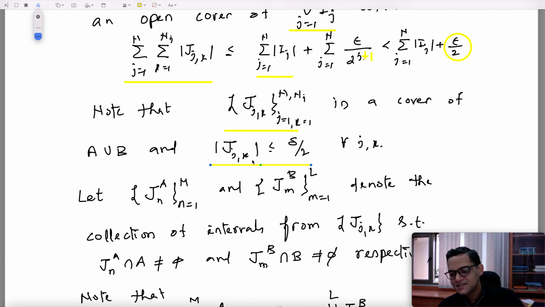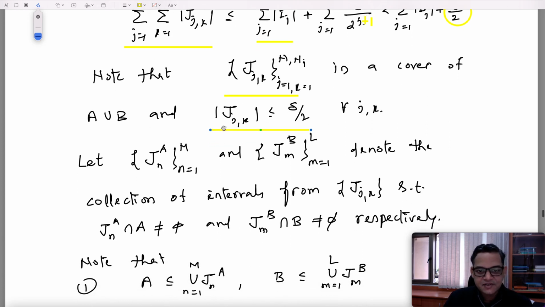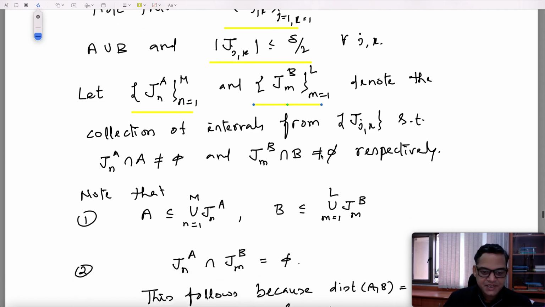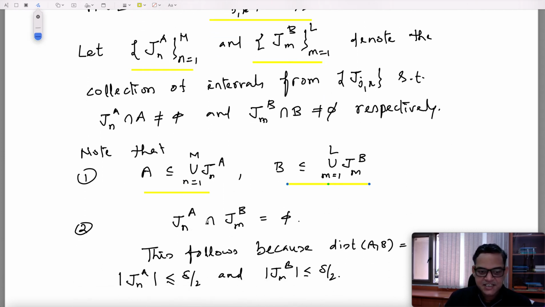So if an interval is intersecting A, then to reach this other set B, it has to go at least delta distance, but its total distance is delta by 2, so it cannot reach. Okay, so for any two intervals which we take, because of this, we can actually choose among these J suffix (j, k) subintervals which give us a cover of A and similarly a cover of B, in such a way that these do not intersect. Okay, so this is possible because we have now reduced the size of these intervals.